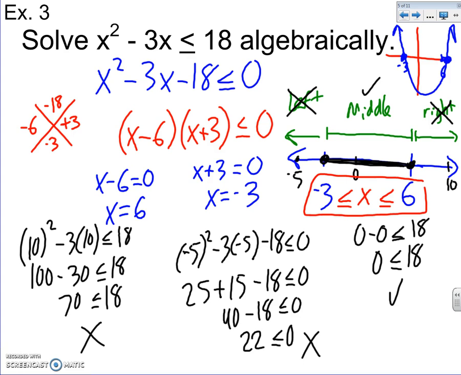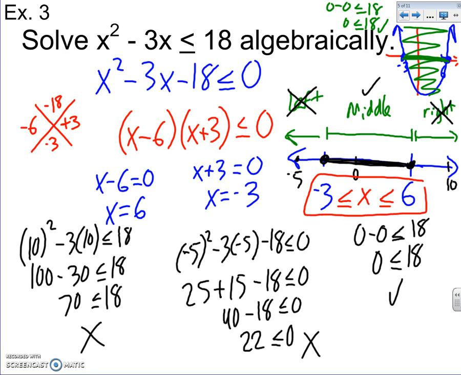Now, if you just did the test point 0, 0 and plugged it in, 0 minus 0, 0 is 0. It should be less than or equal to 18. 0 is smaller than 18. That's true. You would have shaded inside here. You would have known that the answer was between these two numbers and not on the outside. So your choice, you want to do just one axis or the whole thing.